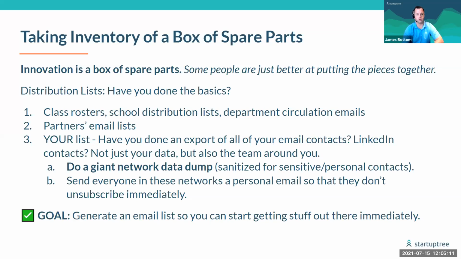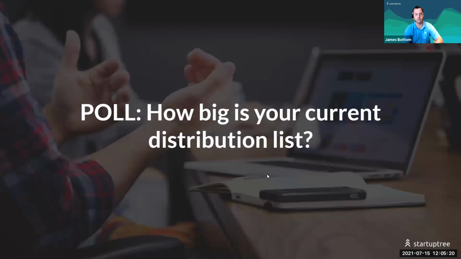And you want to be able to go start generating an email list so you can get it out there. I think the goal for most of you, even if you're just starting a program, is to really try and get to 10,000 emails as quickly as you can. Okay, so let's talk about that.